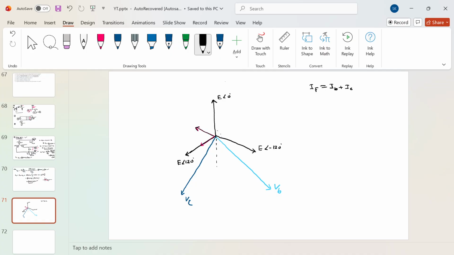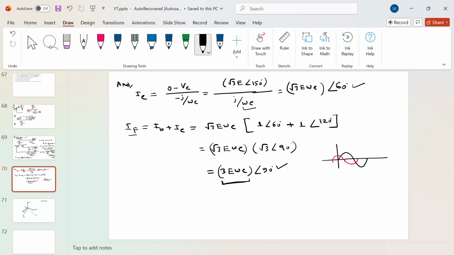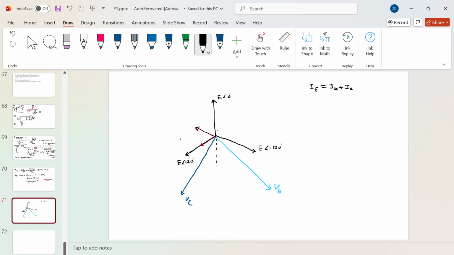So if you take the resultant current, the fault current, it is located at the 90 degree location, because this is my reference. All angles will be calculated from this particular reference. So this is the phasor sum: this is your fault current, it is IB plus IC, and this was your IB, and this was your IC.